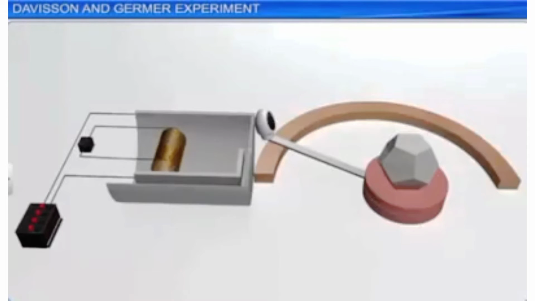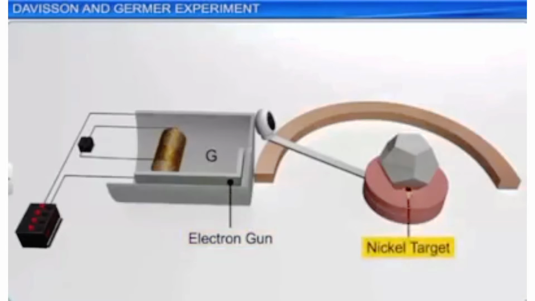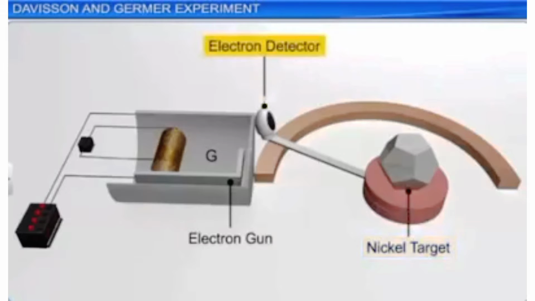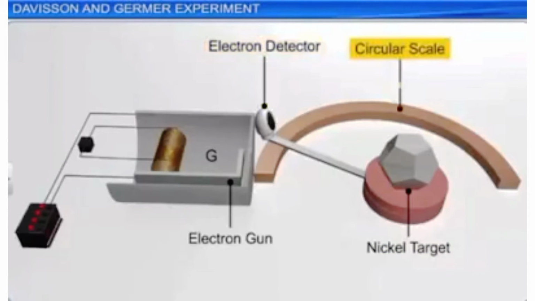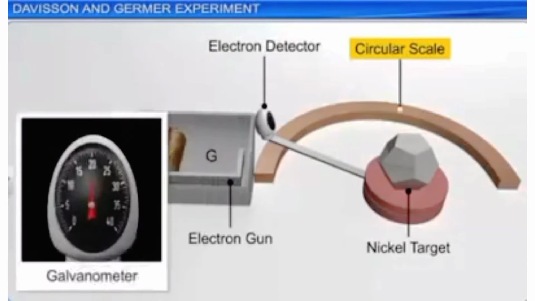The setup is placed in an evacuated chamber. It consists of an electron gun G, a nickel target, and an electron detector that is capable of moving on a circular scale. The electron detector is connected to a sensitive galvanometer to measure current.